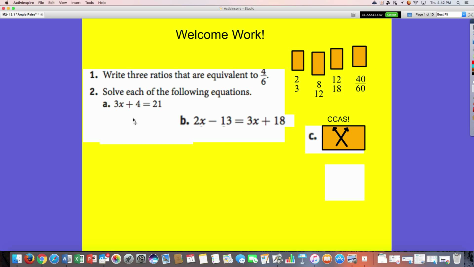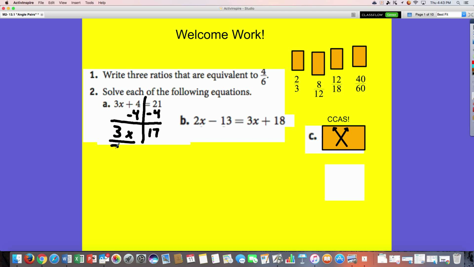All right, we're back to our real fun problems. Solve each of the following equations. Remember, this is a two-step equation. It's fun, fun, fun. What we're going to do, draw your line. Remember, we subtract 4 from this side. Same. Subtract 4 from this side. We're left with 3x on this side. 3x equals 17.